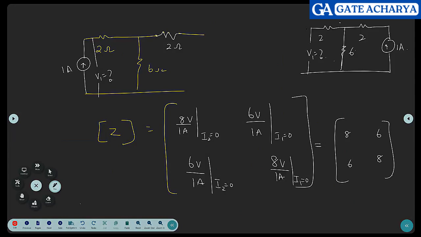I'll give you one trick. If you have a T network and you want the Z matrix, Z11 is this plus this, and Z22 is this plus this, and Z12 and Z21 are just the middle element. 2 plus 6 is 8, and 6, 6, the middle element is here and here. After all, you are giving 1 amp and measuring this only, so whatever this number is, that will come. You give 1 amp and measure only this one, so 6 will come. In this case, you are giving 1 amp and measuring through the whole network.